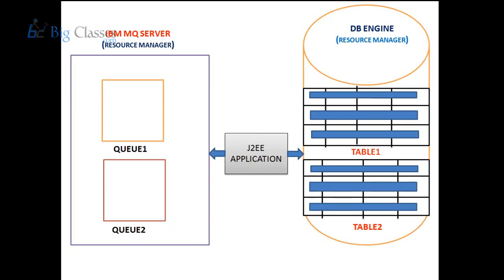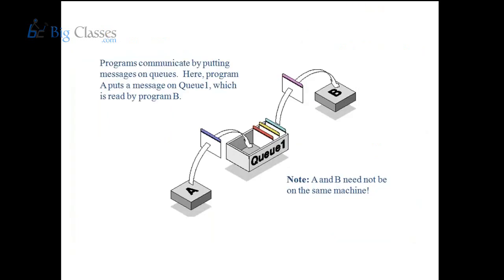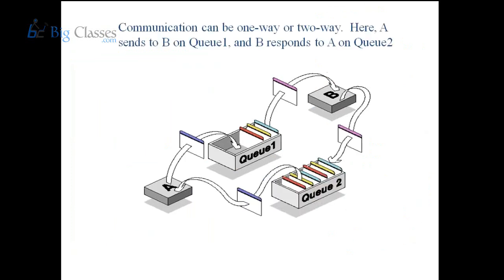Between applications, we can enable one-way communication and two-way communication. Here, between application A and B, we enable one-way communication. If you want to enable two-way communication, you can enable it. Here, application A puts a request message on Q1 and gets the reply message from Q2. Application B gets the request message from Q1 and puts the reply message in Q2.